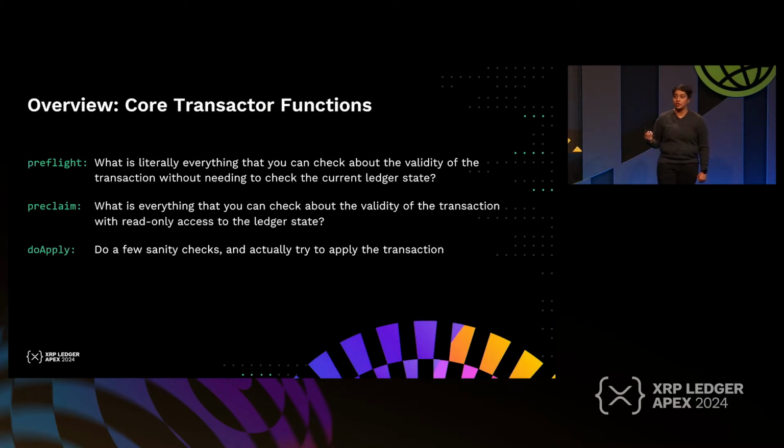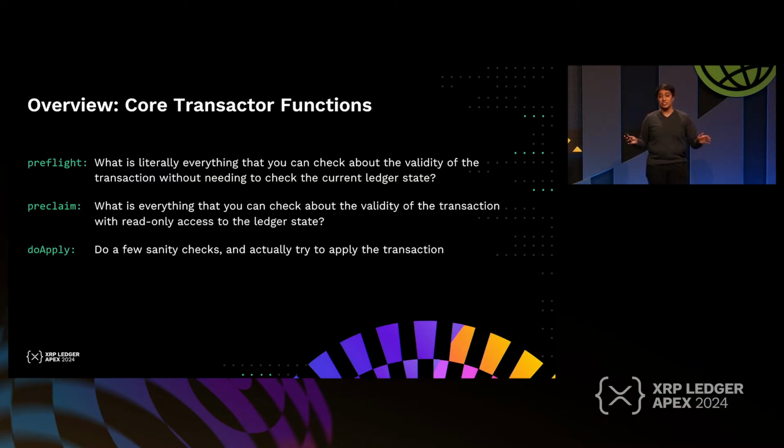So first off, what are your core transactor functions? How is the XRPL processing your transaction? There are 3 main functions here: preflight, preclaim, and doApply. Preflight is literally everything you can check about the validity of the transaction without needing to check anything about the current ledger state. So just from the data that is in the transaction, what can you check? For example, a payment shouldn't have a negative amount. That doesn't make any sense. That sort of thing. I don't need any access to what's currently on the ledger in order to check that.